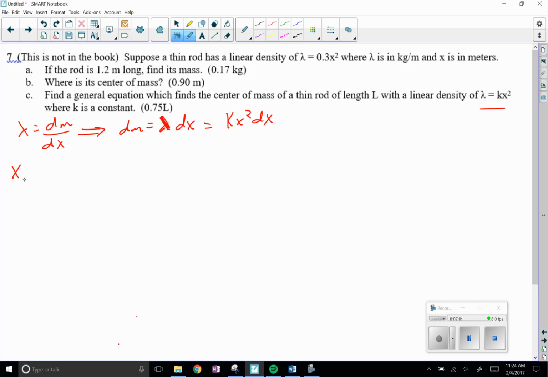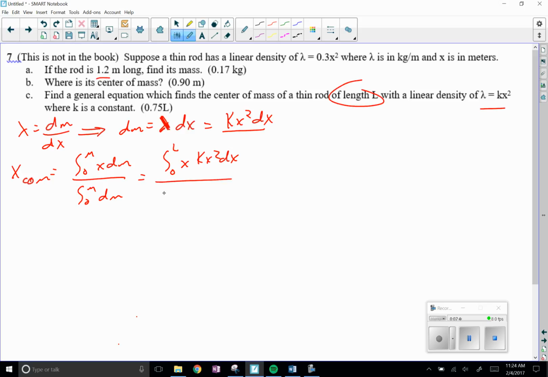So dm is kx squared dx. My position of my center of mass is the integral from 0 to m of x dm over the integral from 0 to m of dm. So this is x times kx squared dx from 0 to L, because we're looking at a rod of length L instead of 1.2 meters, over, same thing down here, the integral of dm, which is kx squared dx, and to get our total mass, we've got to integrate from a position of 0 to a position of L.